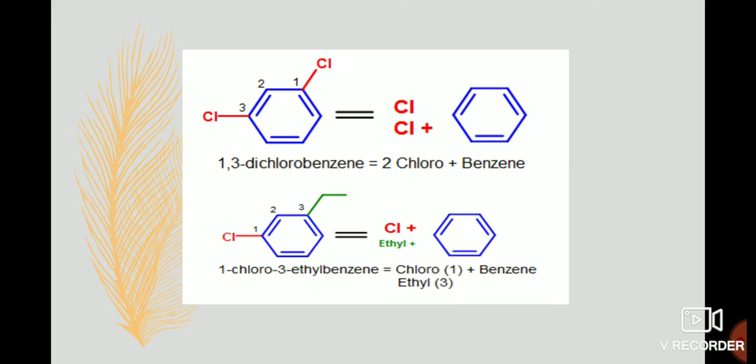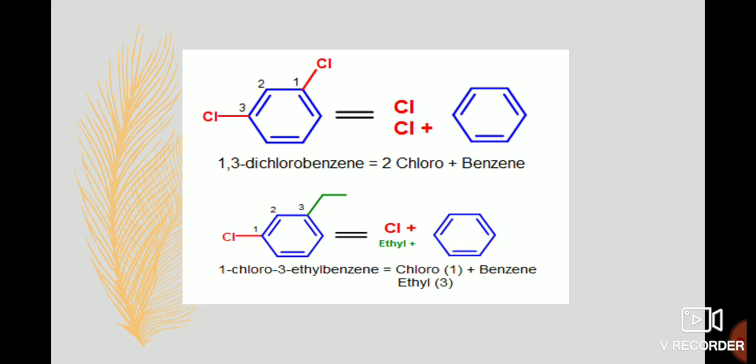So here we have another molecule, 1,3-dichlorobenzene. That is, we have two positions being occupied by the same substituent, and that is chloro. So what will we write? N times is 2 times. 2 times chloro plus benzene. So the positions now are to be indicated.